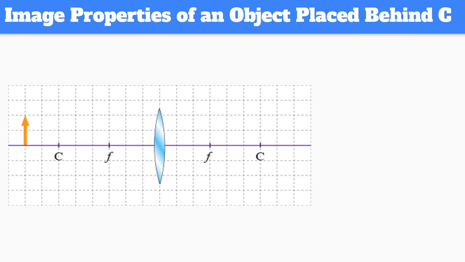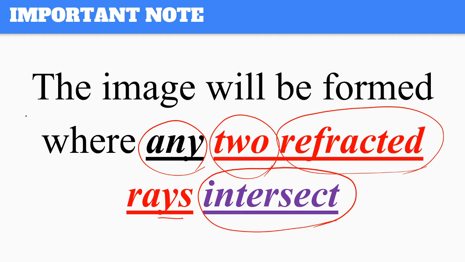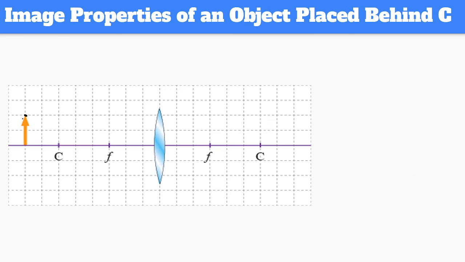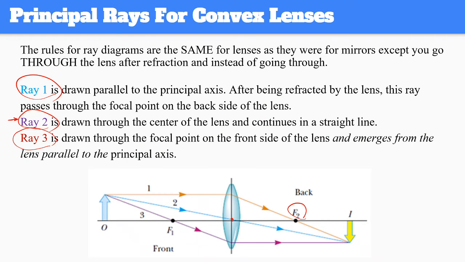Alright, let's get started. So if you have an object that is beyond the center of curvature, then how are we going to create the image of this object? So like we do in the mirrors, we're going to start with the top point again. So we need two refracted rays. That means we're going to send two rays coming out from this point. And our principal rays are going to help us for this.